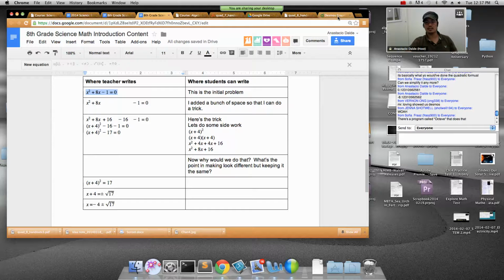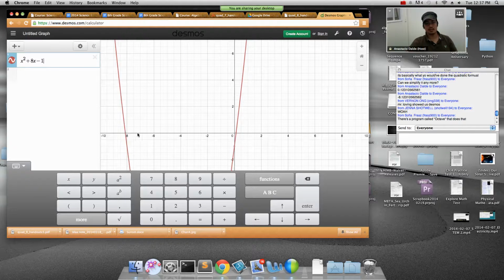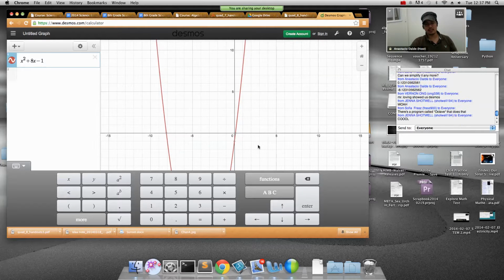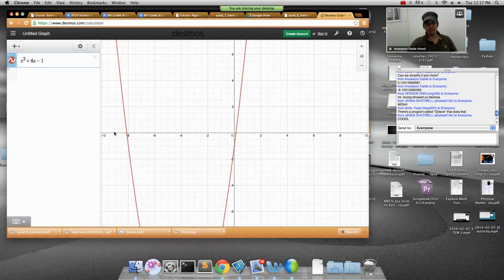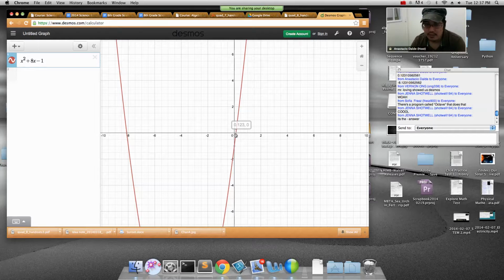But I want you to take a look at this. Where does this thing cross the x-axis? See this parabola? This is a parabola. Where does it cross? Negative 8.123, positive 0.123. That's the point. That's what we're doing. Do you see that?